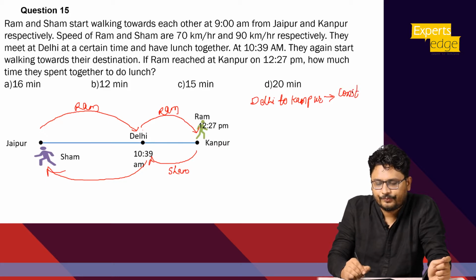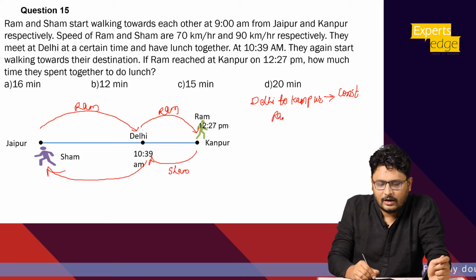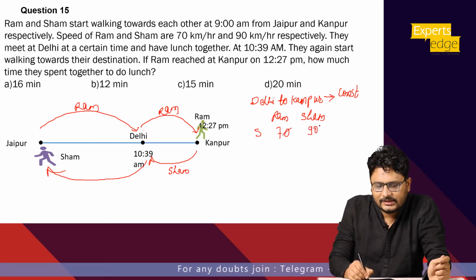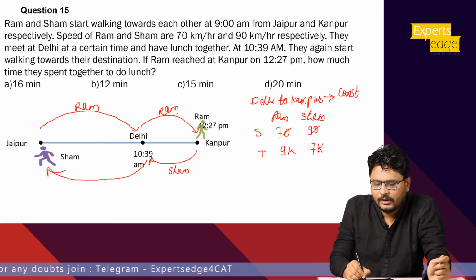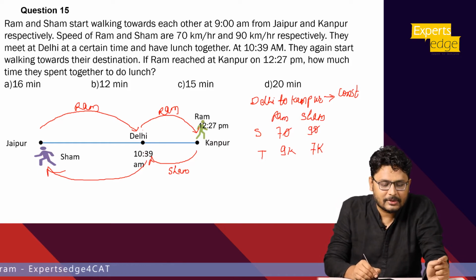Okay. Now what is the speed of them? If distance is constant, then speed will be inversely proportional to time, right? So Ram and Sham. What is the speed of Ram? It is 70 and its speed is 90. What is the ratio? Basically 7:9. So what will be the ratio of time? 9k and 7k. Now do you know anyone's time? Yes, Ram's is known.